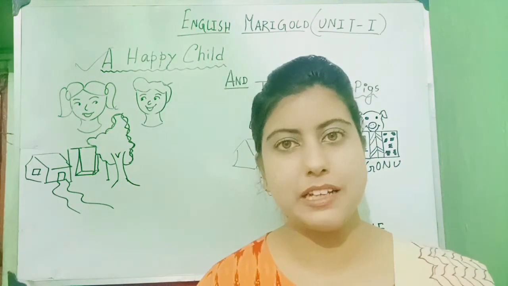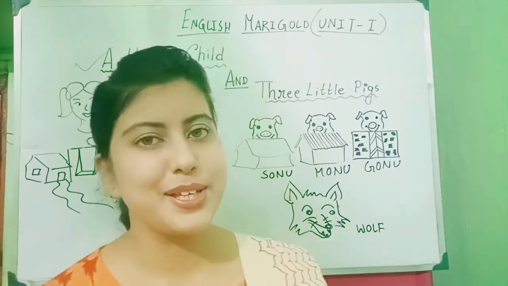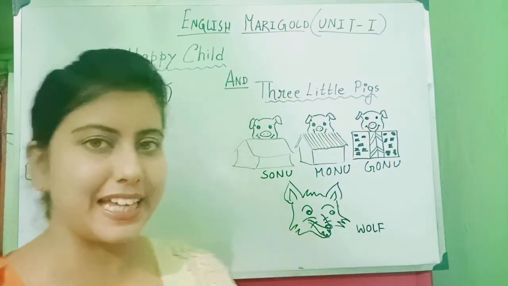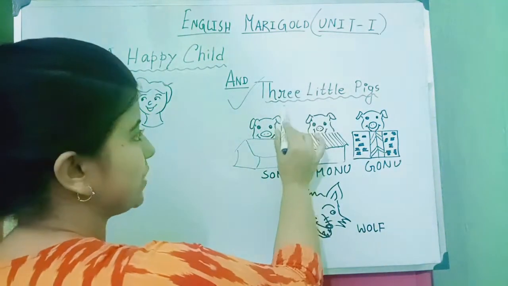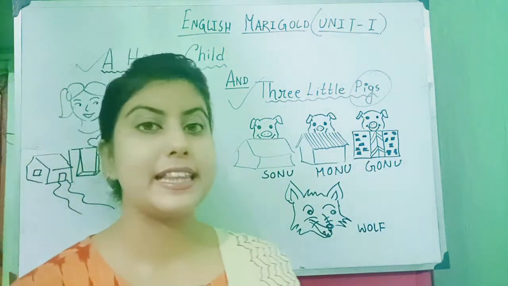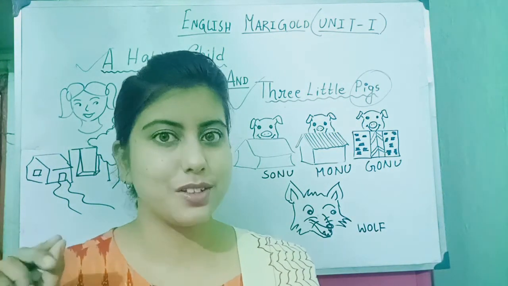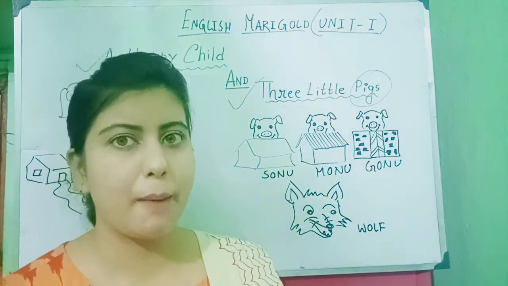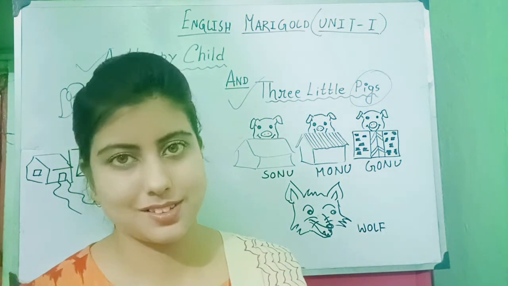Now children, in Unit 1, you have a story. The name of the story is Three Little Pigs. So now we are going to read a story about three little pigs.